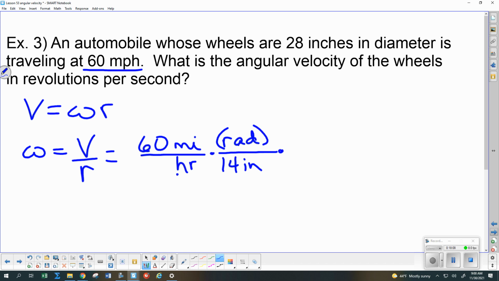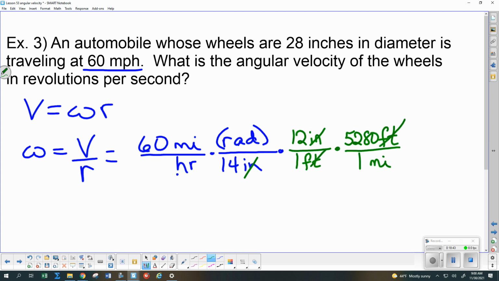So who can give me one multiplier that starts converting the miles and or the inches? Doesn't really matter which one we want to start with, Dylan. So 12 inches in the numerator, so it will cancel the inches in the denominator, is a foot. Now I have miles and feet. So Macy, what other multiplier do I need? So 5280 feet over 1 mile, and the feet cancel, and the miles cancel. So now I have radians per hour.